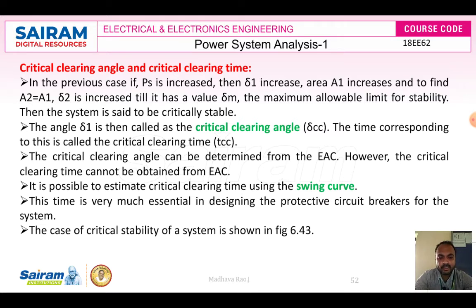The circuit breaker operating time we can calculate by using swing curves. Circuit breakers are very important devices, so when designing them, this time is very essential. These times we can analyze by using the swing curves. The case of critical stability of the system we can see in the next figure.